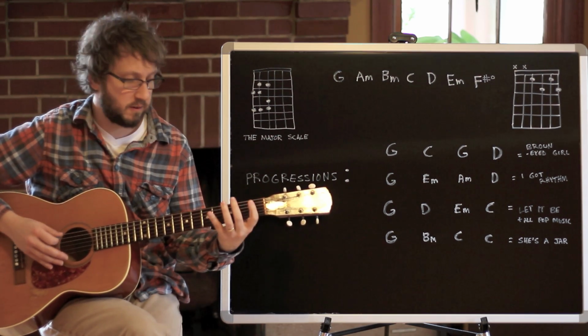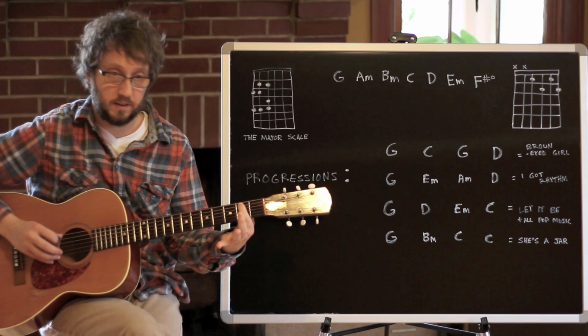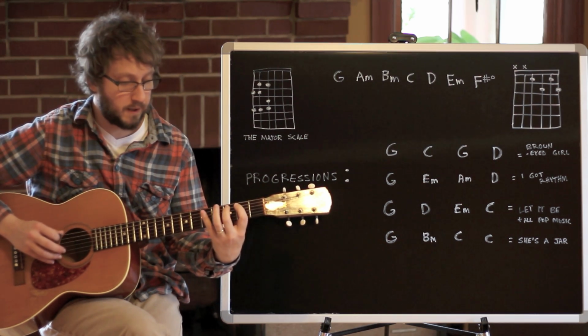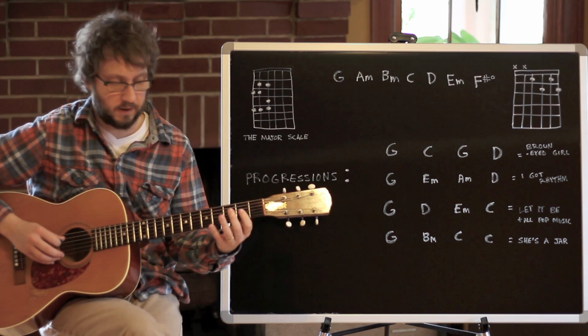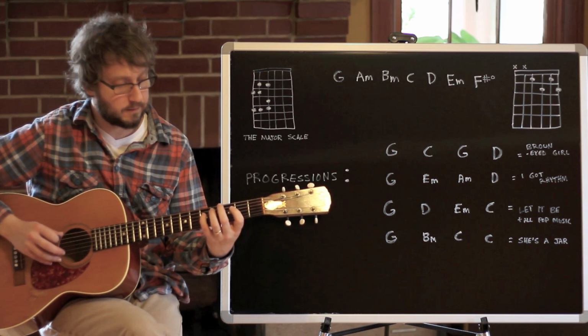Starting on our low E string, that's 3rd fret, 5th fret, change strings, 2nd fret, 3rd fret, 5th fret, change strings, 2nd fret, 4th fret, 5th fret.